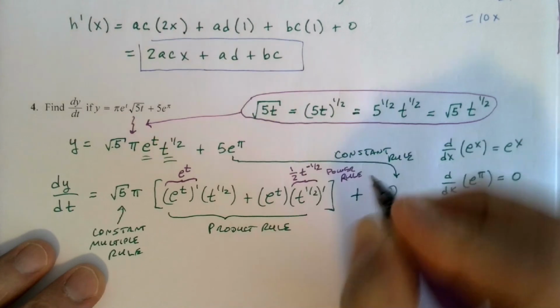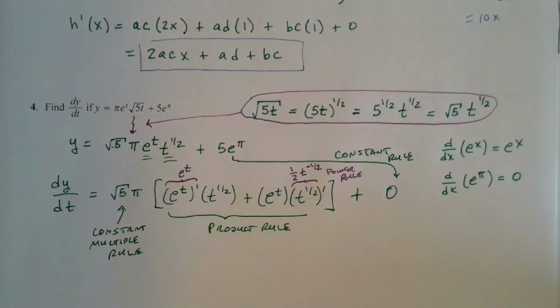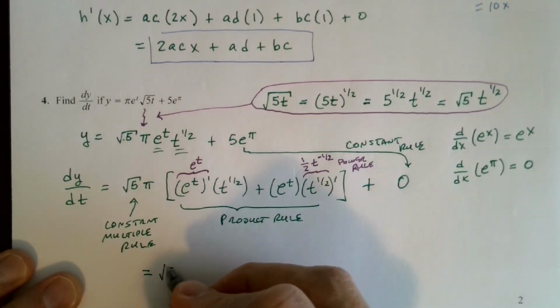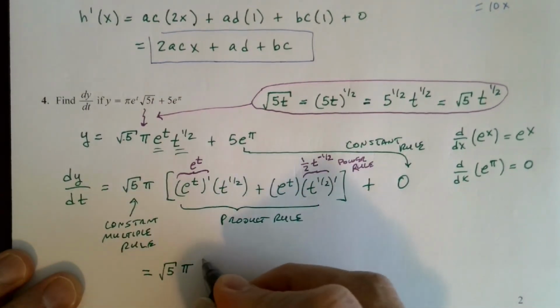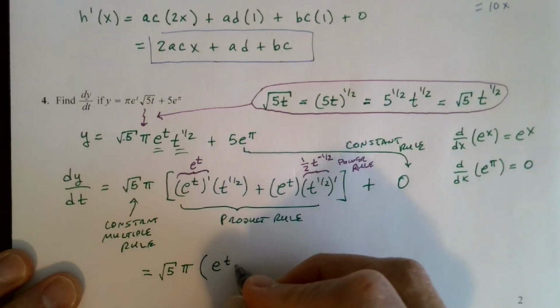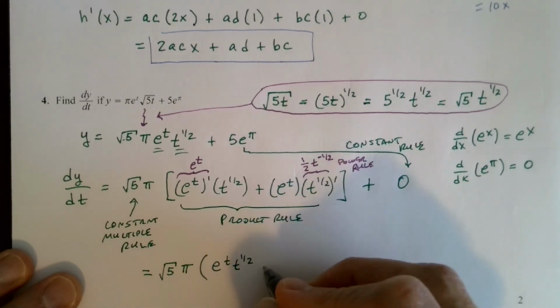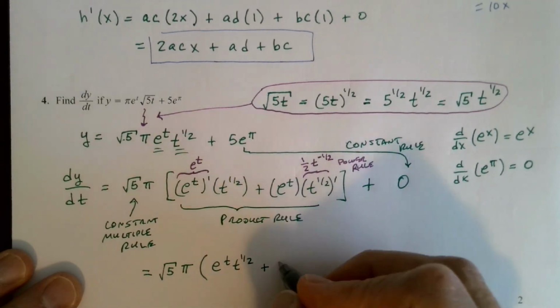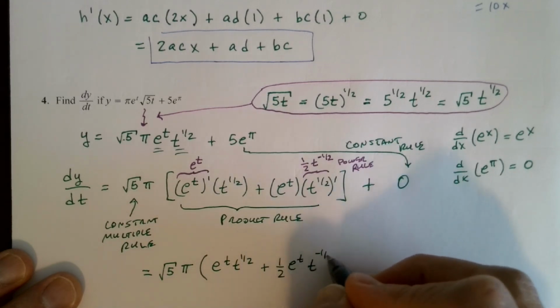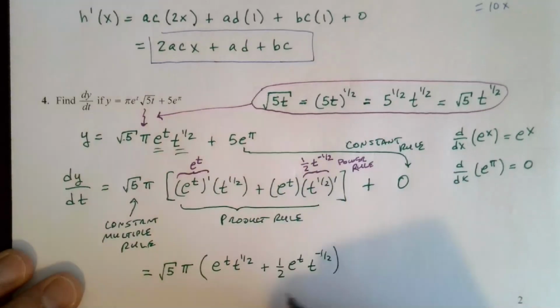So we've got all these rules going on, and it is going to take you a while. You need to practice a lot of these. So this constant multiple is still here, and then we have e to the t times t to the 1/2 plus 1/2 e to the t times t to the negative 1/2. I pulled that 1/2 just in front of this product.